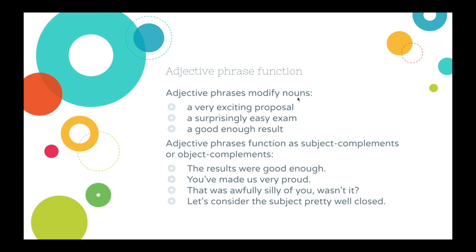Just like an adjective itself, it modifies nouns. So, a very exciting proposal. Very exciting describes what kind of proposal it is. A surprisingly easy exam: surprisingly easy describes what exam it is. A good enough result. What kind of result? Good enough.